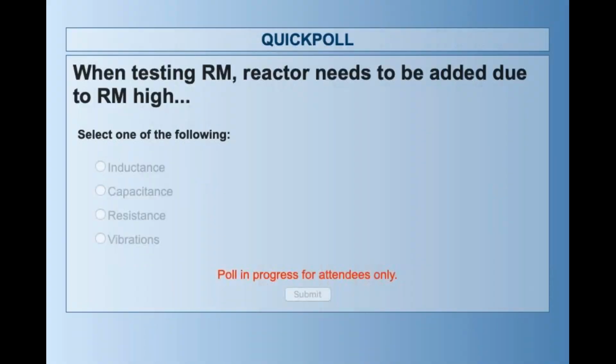So when testing a rotative machine, a reactor needs to be added because the rotative machine has high what: inductance, capacitance, resistance, or vibrations? So what is high with the rotative machine so that we need to use the reactor? And in the meantime, let me check the questions.